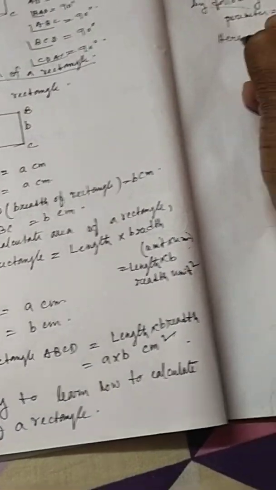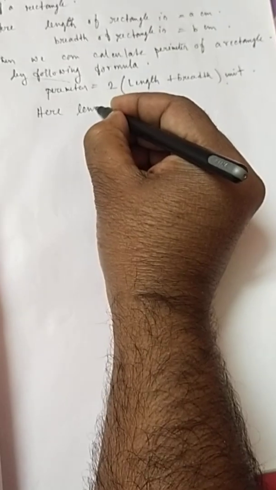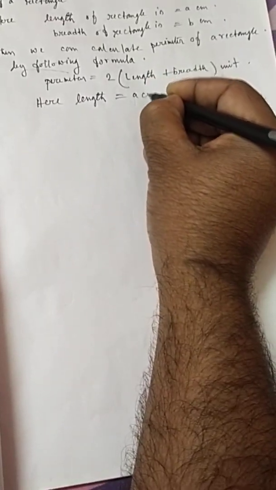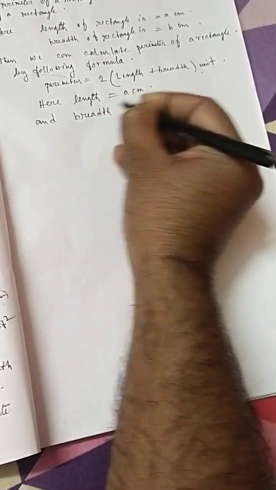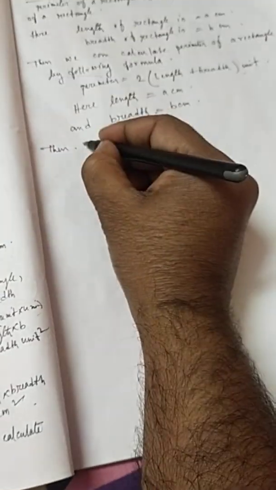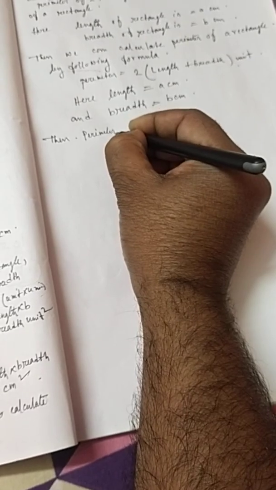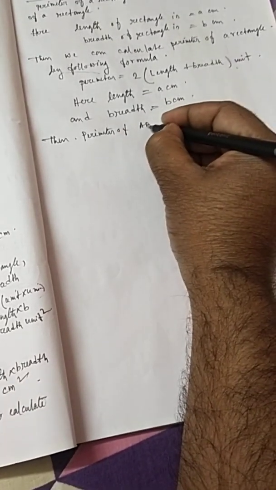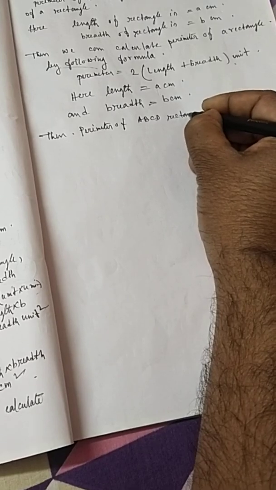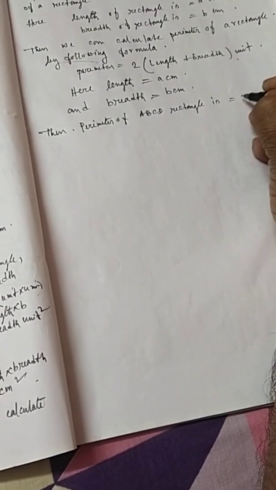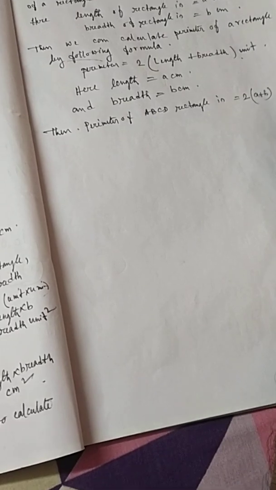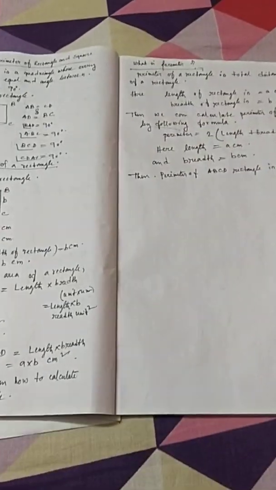Here length equal to a centimeter and breadth equal to b centimeter. Then perimeter of ABCD rectangle is 2 into A plus B centimeter. This is the basic theory of area and perimeter of a rectangle.